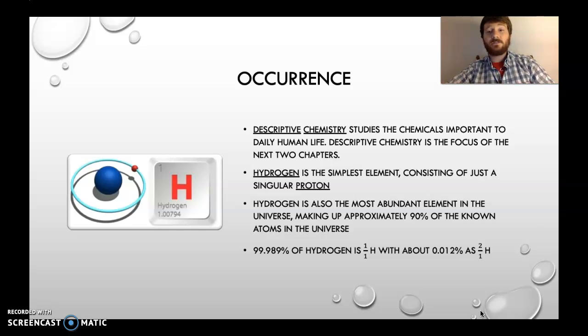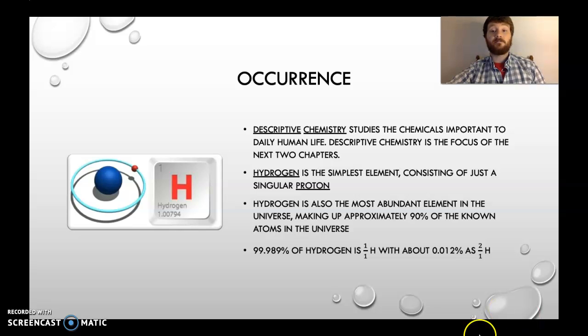Etc. Hydrogen is the simplest element, consisting of a singular proton. Hydrogen is also the most abundant element in the universe, making up 90% of the known atoms in the universe. That means it's everywhere. But on the Earth, it's actually not as everywhere. And now we'll talk a little bit more about that as we go along.